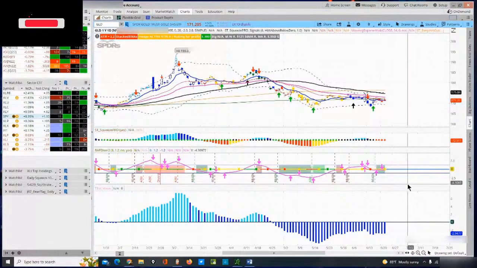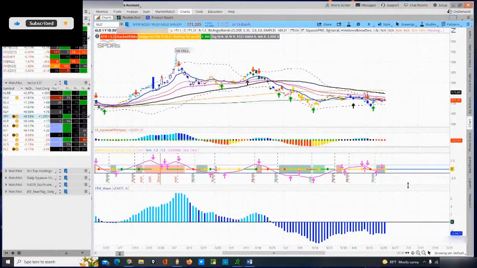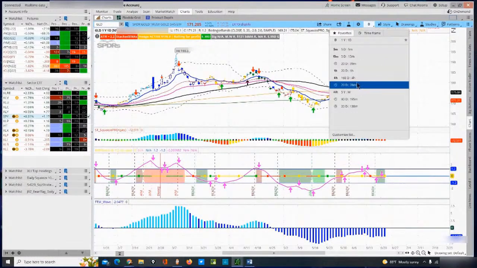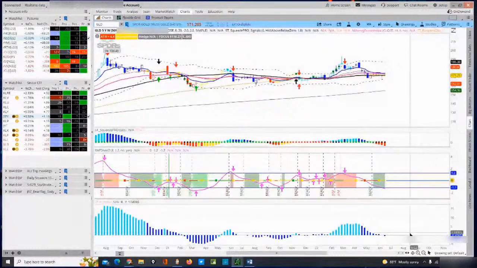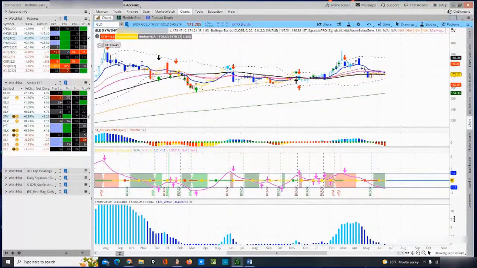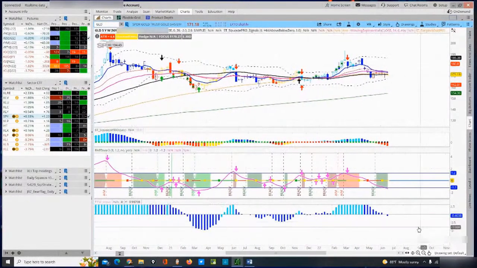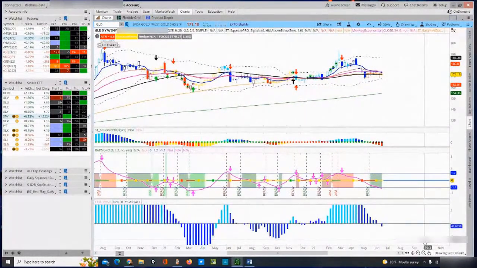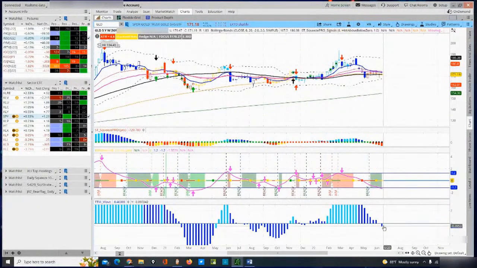What I like to do is go back to the weekly and use this C wave. Is it above zero? Is it below zero? Again, this is the higher time frame, so it represents the long-term trader. In this case, we just crossed below zero.